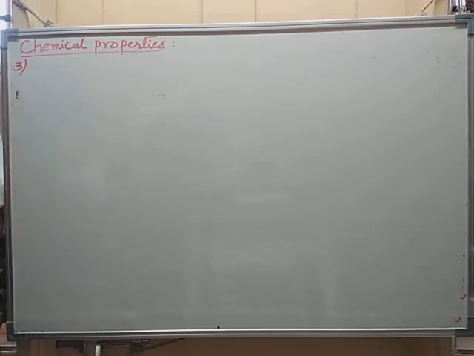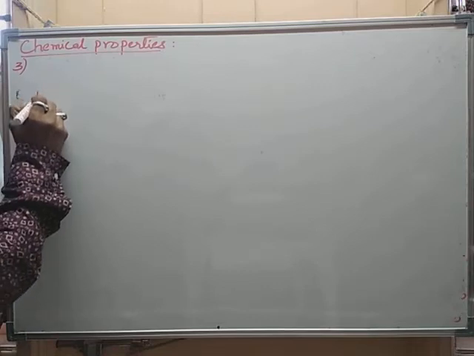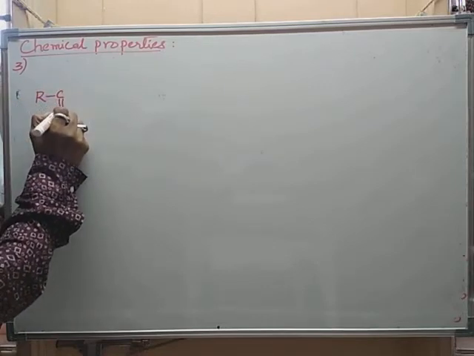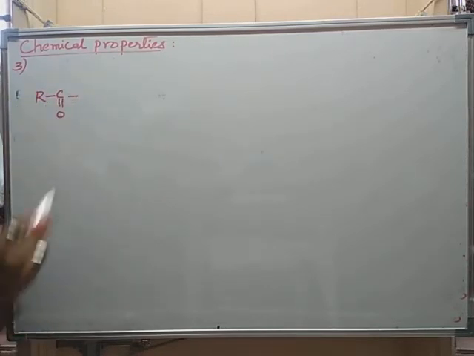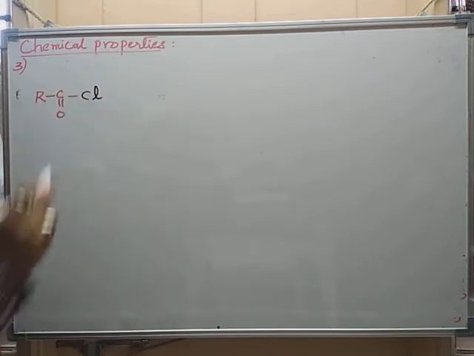Very simple, the alkyl group is introduced here. Now we are going to introduce the group RCOCl. What is this functional group? This is acyl chloride.